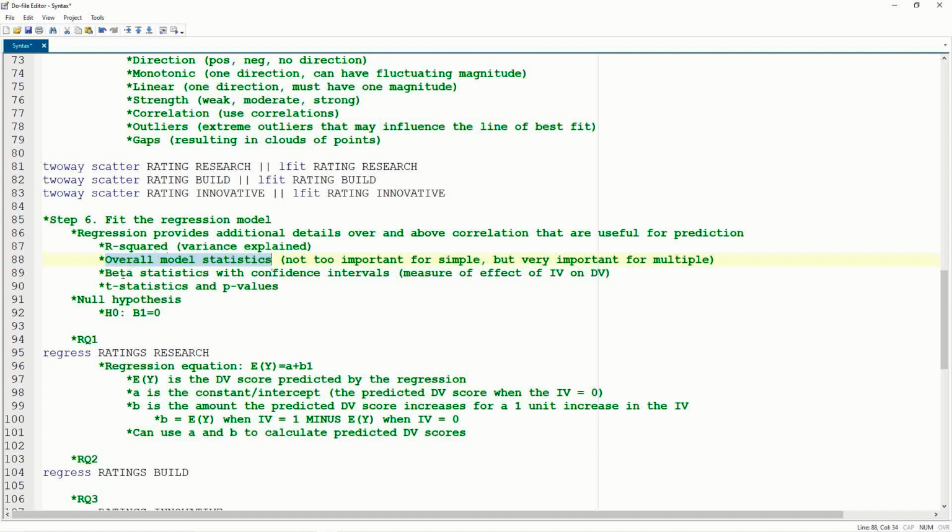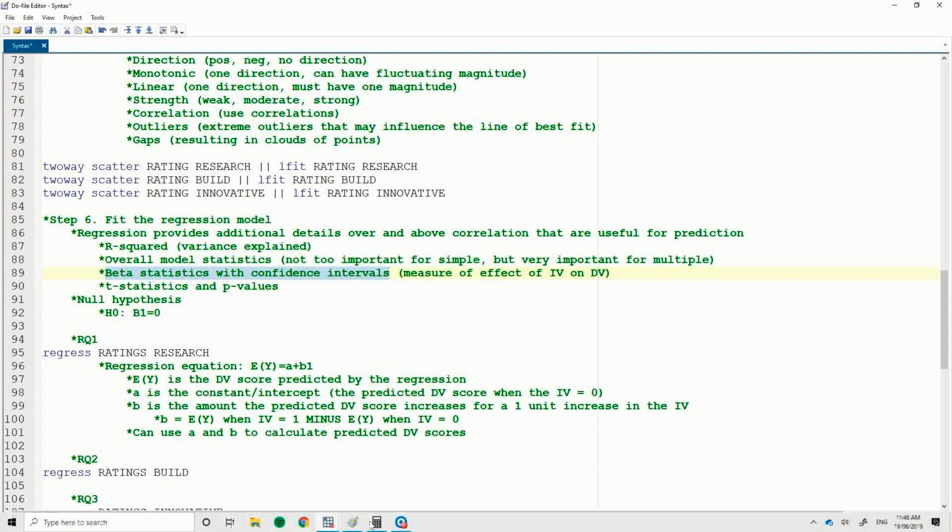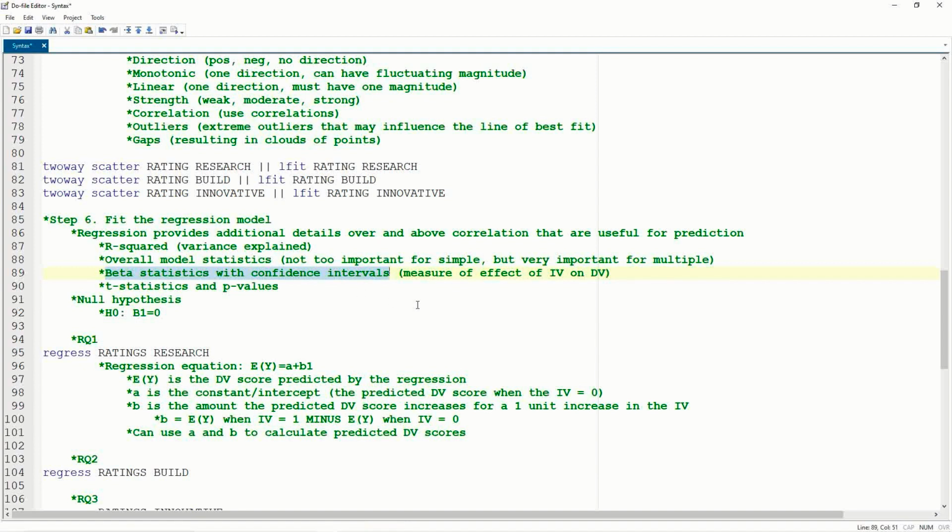We're also going to get something called a beta statistic. We also get confidence intervals around this beta, and these confidence intervals really give us an idea of the range of betas that could be. We'll talk more about this in a second. We're also going to get t-statistics and p-values that are attached to these t's. So there's lots of information in this regression that we don't get in the correlations.